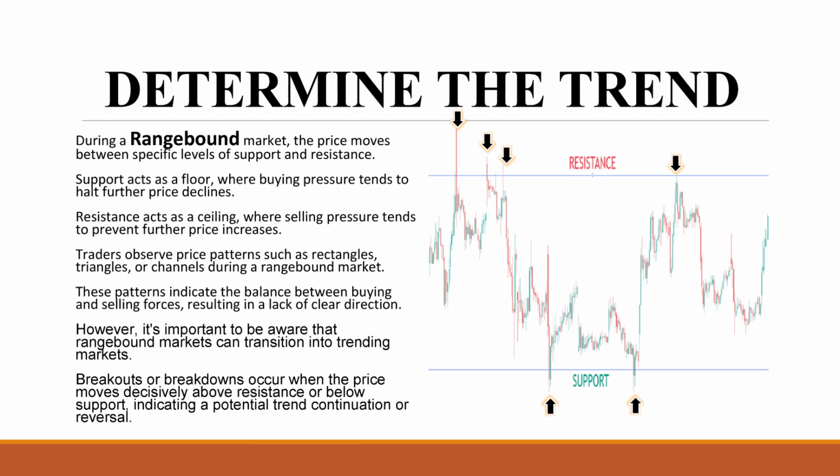Traders observe price patterns such as rectangles, triangles, or channels during a range-bound market. These patterns indicate the balance between the buying and selling forces, resulting in a lack of clear direction. However, it is important to be aware that range-bound markets can transition into trending markets.